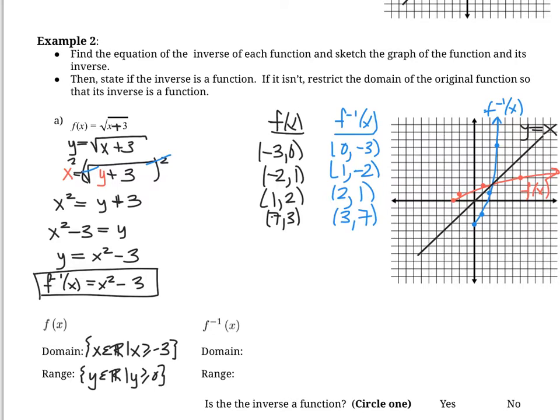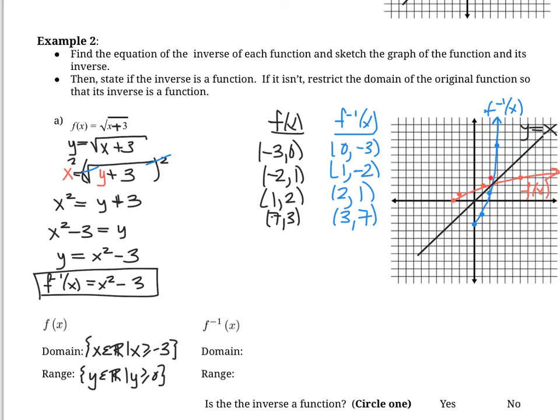Now, because we switched x and y, all of our inputs are now our outputs, and all of our outputs are now our inputs, our domain and range should be switched for our inverse function. So we'll know if we've done it right if we make a domain and range that's the opposite of this guy here, or just the flipped version of it.